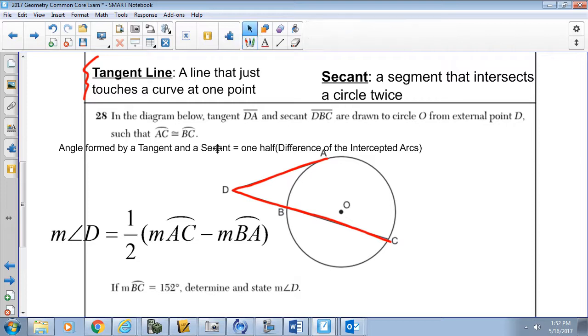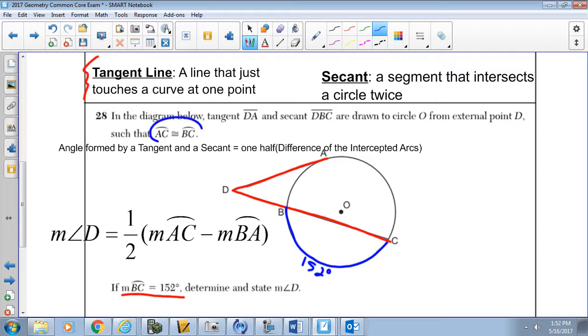Let's see. We have some information. The measure of arc BC is 152. So BC, I'm going to label that. So this part here is 152 degrees. Now, we also know that arc AC is congruent to BC. So if BC is 152, that means that AC is 152 degrees.